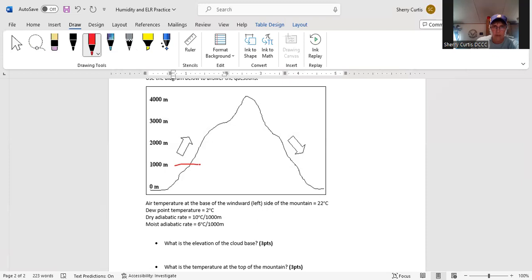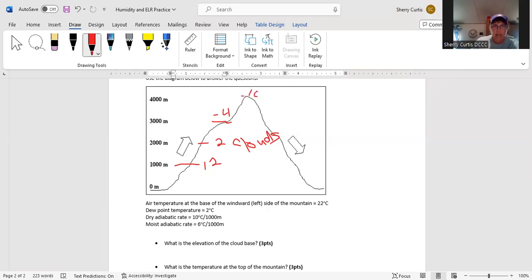So again, as long as it's above the dew point, you're going to decrease at 10 degrees. So we would go from 22 to 12. And then at 2,000, it would be 2. Now we are at the dew point. So this is where you get clouds. My cursor doesn't write very well on here. And then as we go up to 3,000, you would decrease by 6 instead of decreasing by 10.